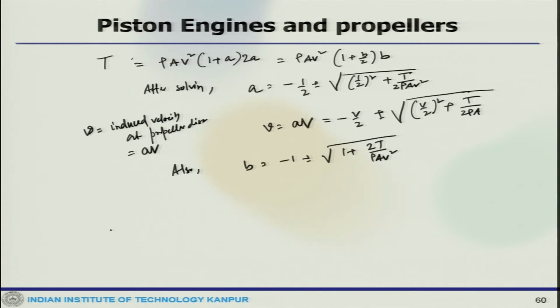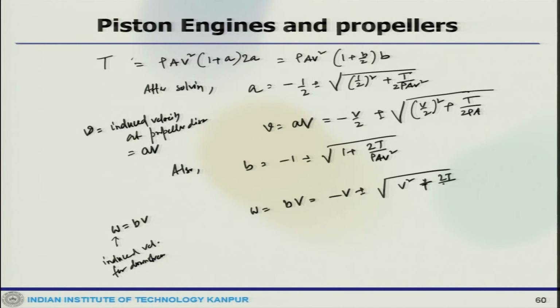Now, again we will denote w equals B V, and this one is the induced velocity downstream of the propeller disc. So, this is V times (minus 1 plus square root of 1 plus 2T by rho A V square). So, we get all these details that we wanted to calculate.